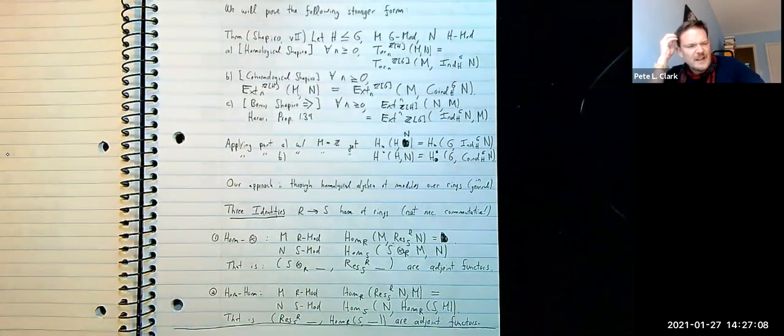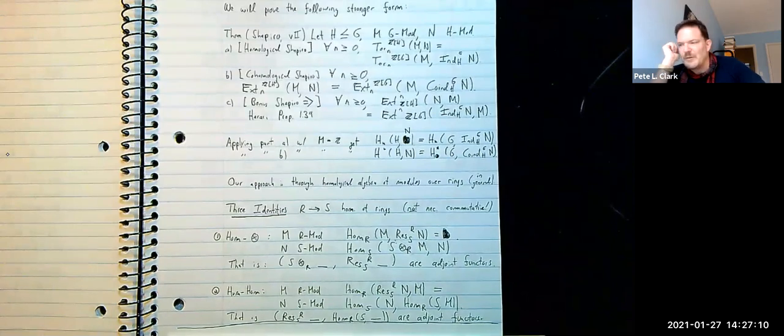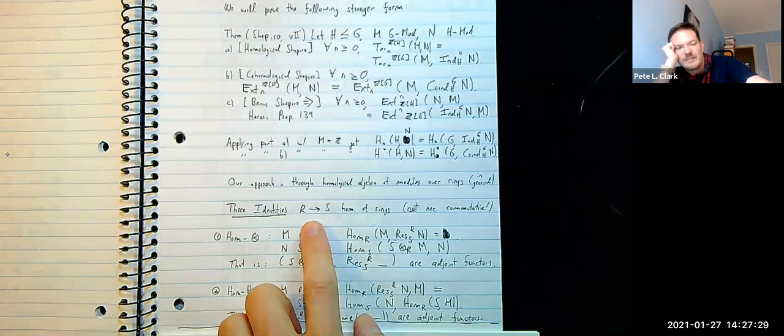I've seen every part of this approach elsewhere, but I'm not sure I've seen it all presented together. So I want to give you three identities. They're all adjunction identities involving Hom and tensor regarding a change of rings.